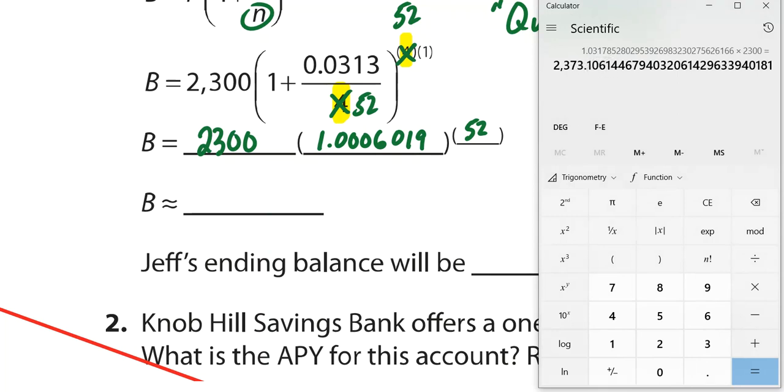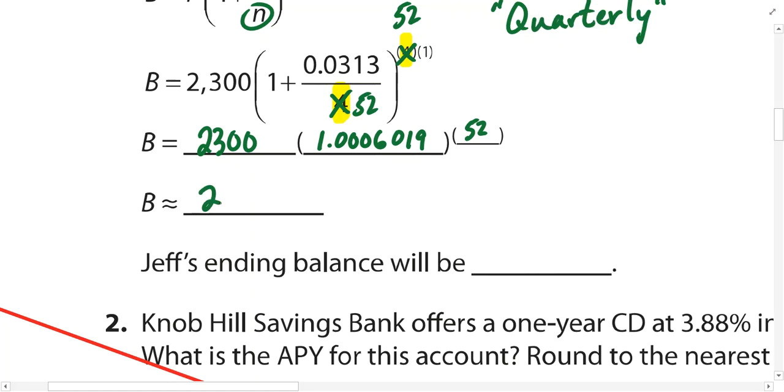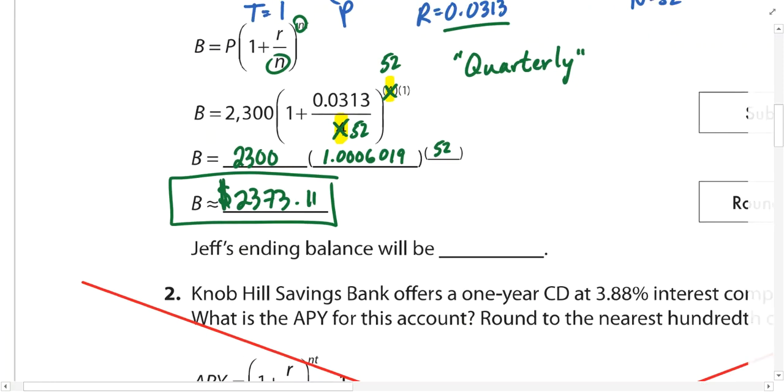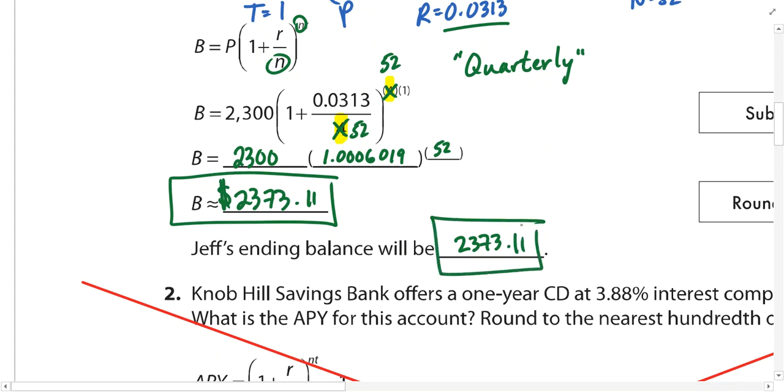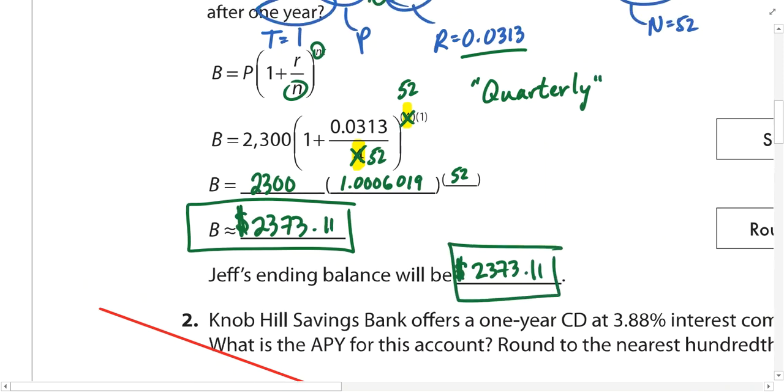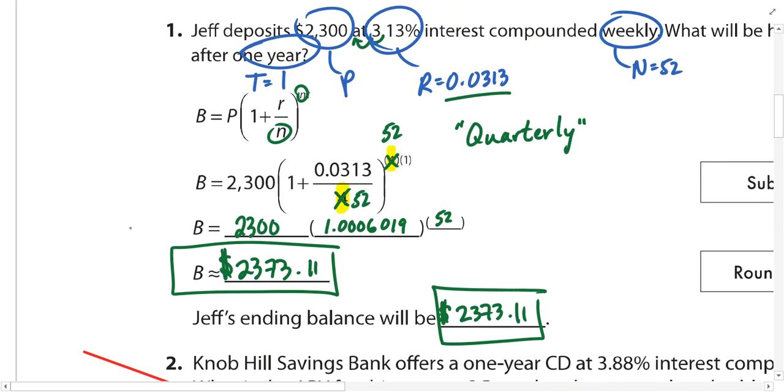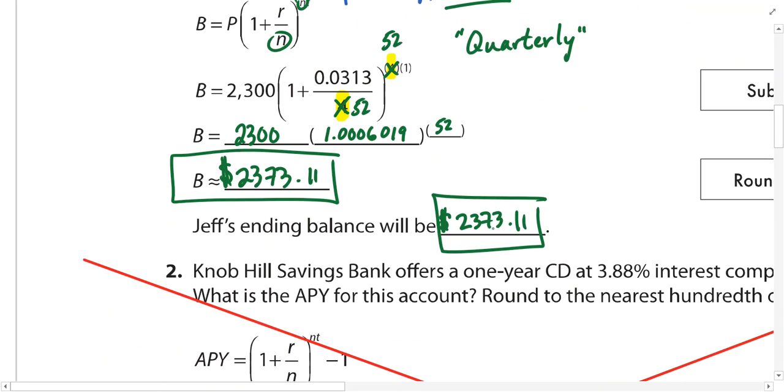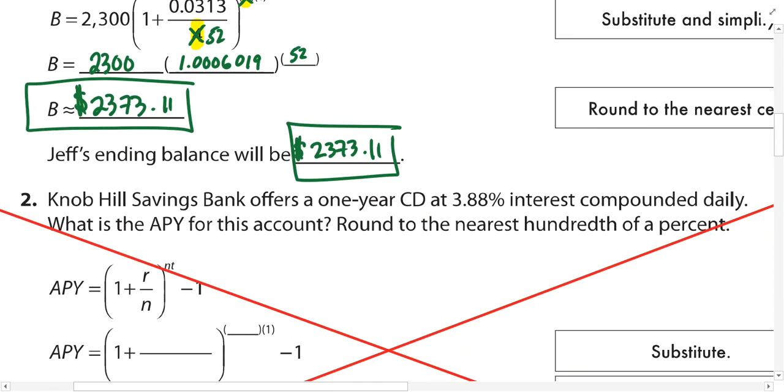2373.10, but that 0 gets rounded up, so I'm going to call that 11. 2373.11. And we are talking about money here, so I'll go ahead and include my dollar sign for units. So Jeff's ending balance is $2,373.11 after leaving his money, which he started with $2,300, after leaving that alone for 1 year. At the end of that year, he's earned an additional $73 on top of that.